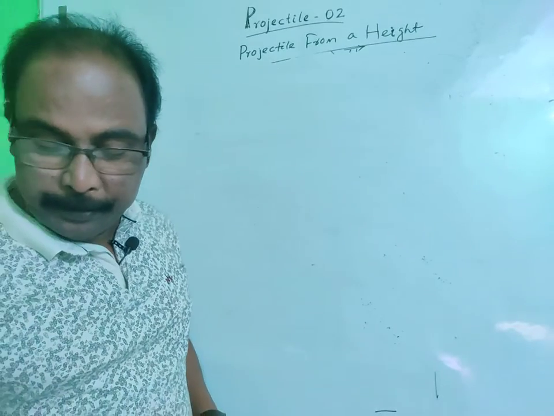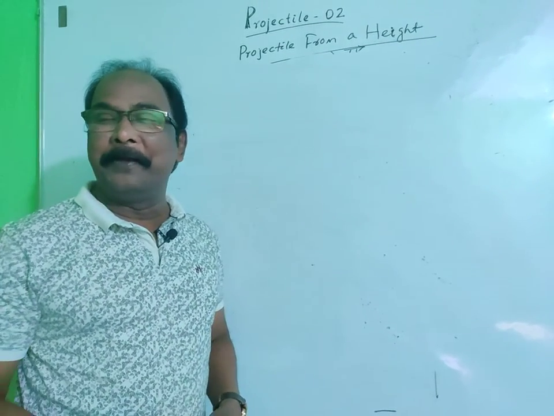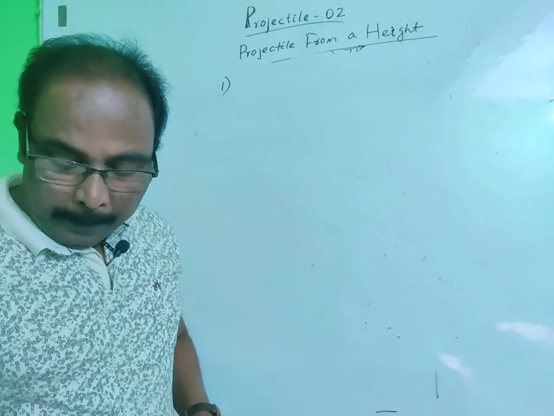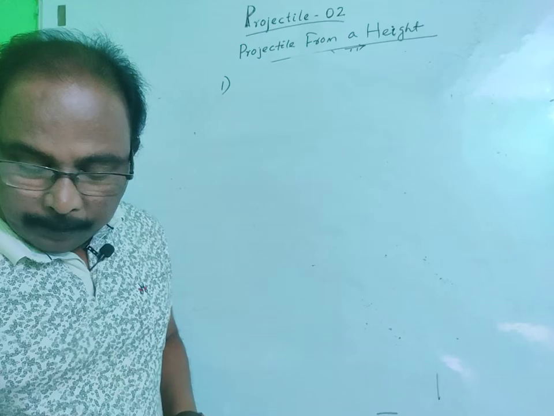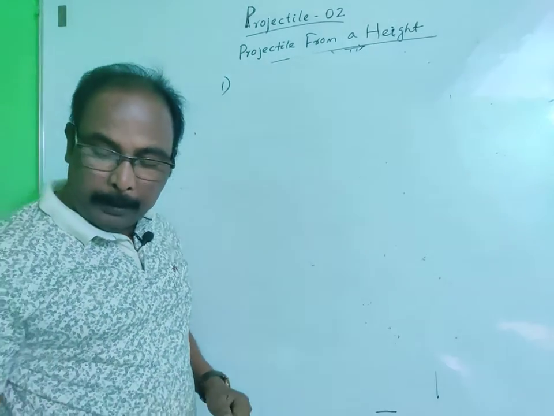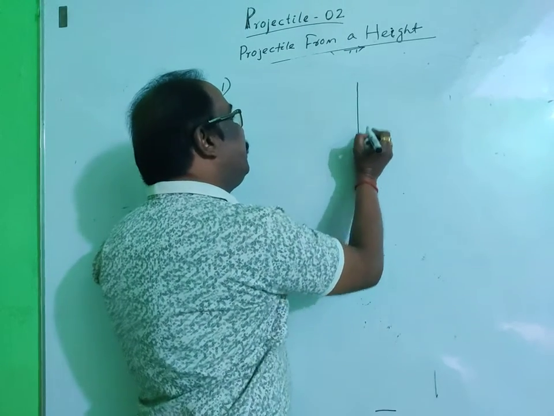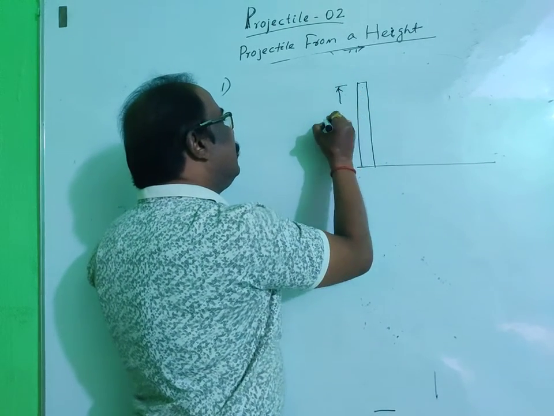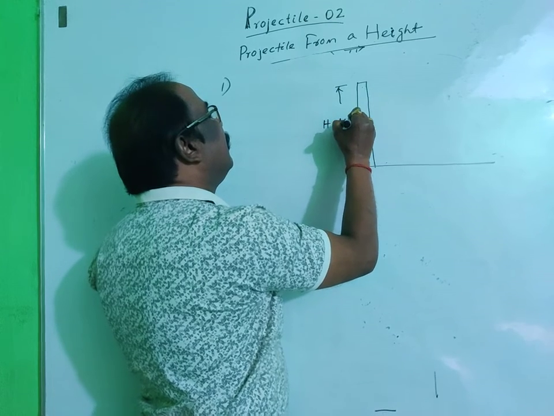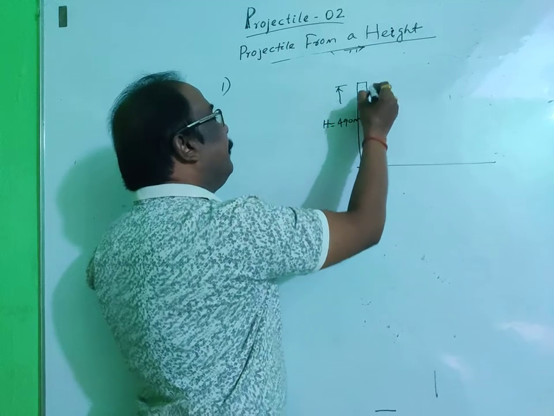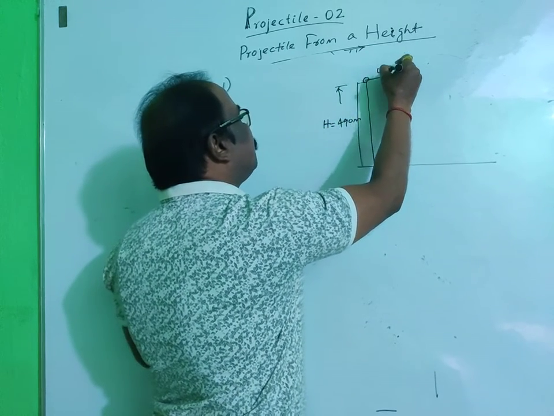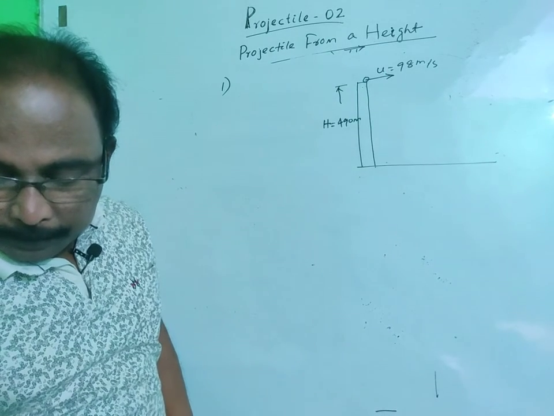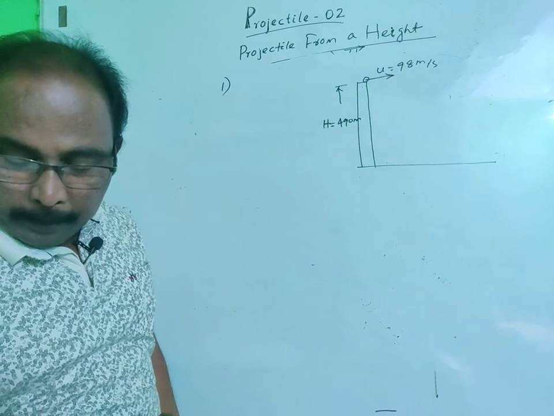I have some questions. This is my collection of easier questions, and you may ask me your doubts. Question number 1. A projectile is fired horizontally with a velocity of 98 meters per second from the top of a tower 490 meters high. I am showing you in the diagram. The height of this tower is given, h is 490 meters. A body is thrown horizontally with a horizontal velocity u of 98 meters per second from the top of a tower 490 meters high.